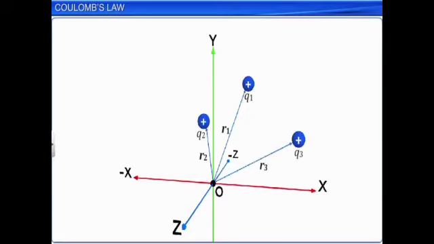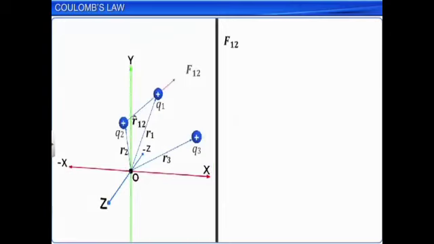F12 is the force on the charge Q1 due to Q2 and is equal to 1 by 4 pi epsilon naught Q1 Q2 by R12 square into R12 cap. R12 is the distance between Q1 and Q2, and R12 cap is the unit vector in the direction of the force F12.